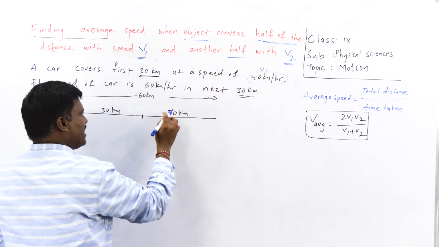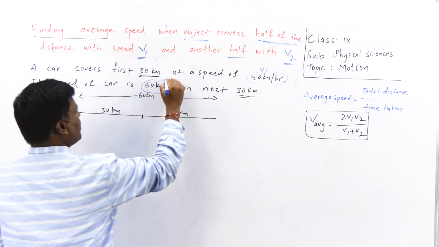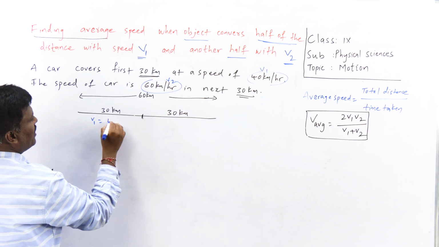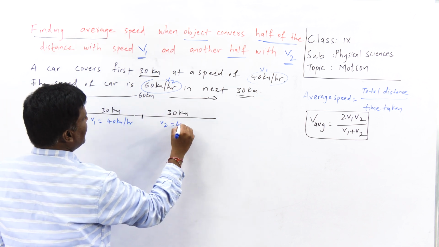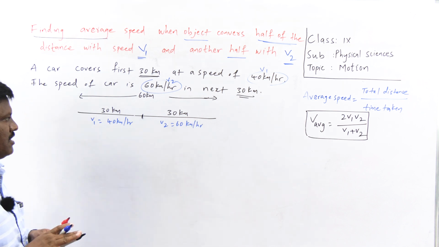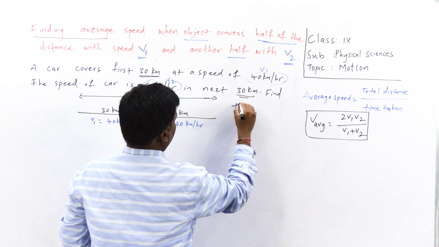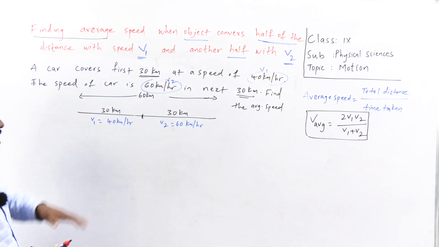To cover the next 30 kilometers, the car travels with what speed? V2, 60 km per hour. So here what is the V1 value? 40 km per hour. And what is the V2 value? 60 km per hour. Right, so now we have to find the average speed of the car. That is the question.